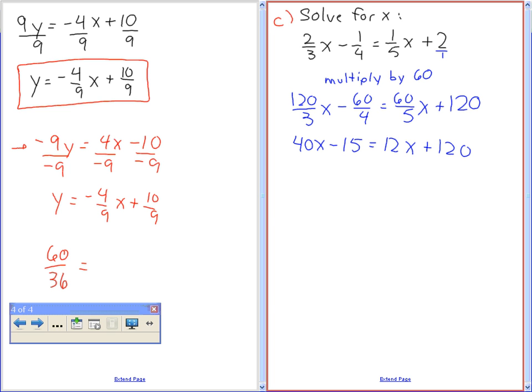Go ahead, Jessica. Variables to the same side, so it becomes 40x minus 12x equals 120 minus 15. These guys are superstars. That's wonderful. 40x minus 12x, somebody else. It's going to be what? 28x equals 120 minus 15, which is 105.